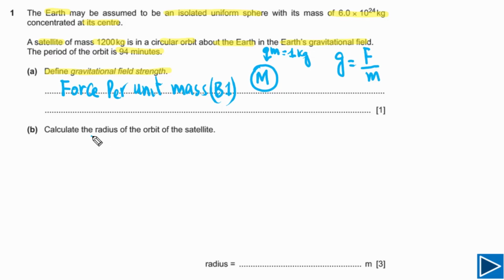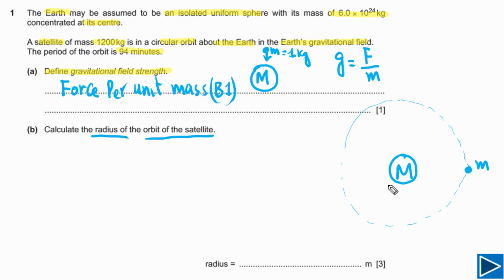For part B, we need to calculate the radius of the orbit of the satellite. It's a great way to sketch first of all, so we can see a clear picture of this question. Let's say this is our planet and its mass is capital M, and a satellite is orbiting around our planet, and let's say the mass of the satellite is small m. This satellite is orbiting in a circular orbit around our planet. So this is the orbit.